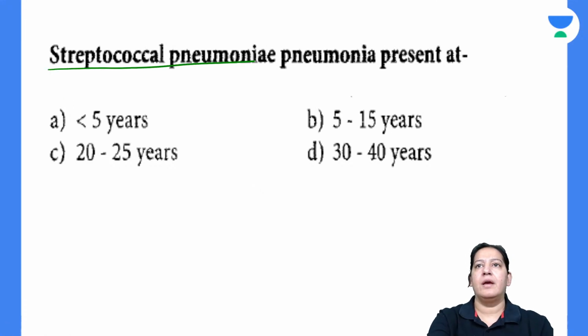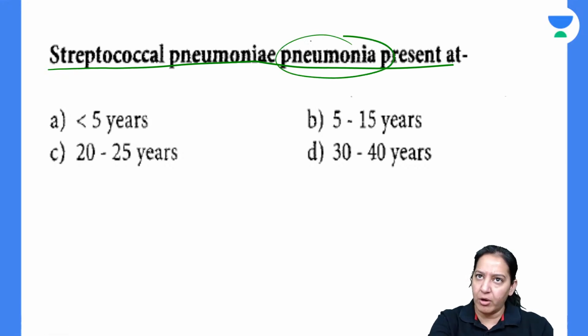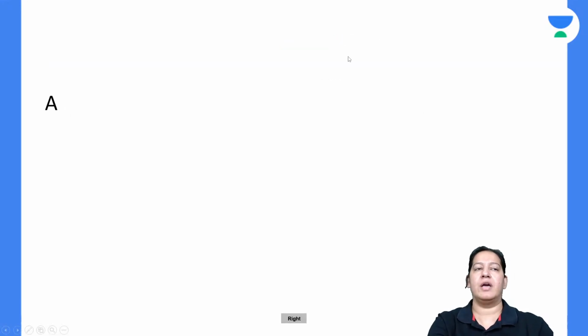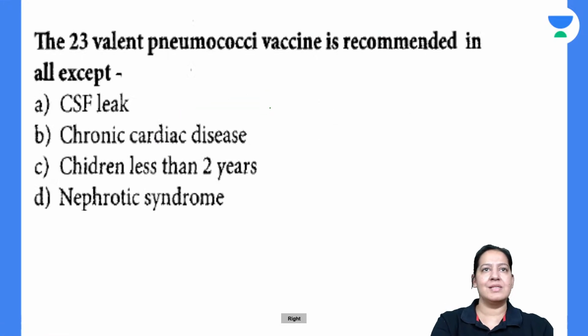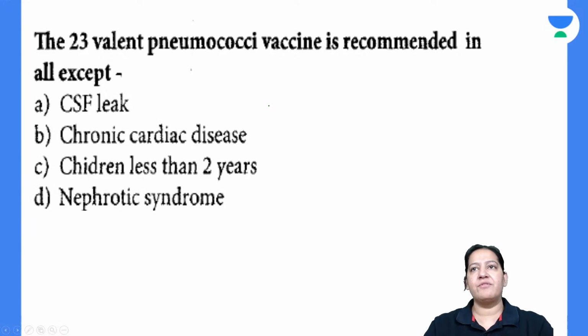Streptococcal pneumonia presents at. Okay, streptococcal pneumonia. Usually streptococcal pneumonia most common age क्या होता है? So it usually occurs in children. This pneumonia usually occurs in children. So the answer is less than 5 years of age. The next question is in front of you.